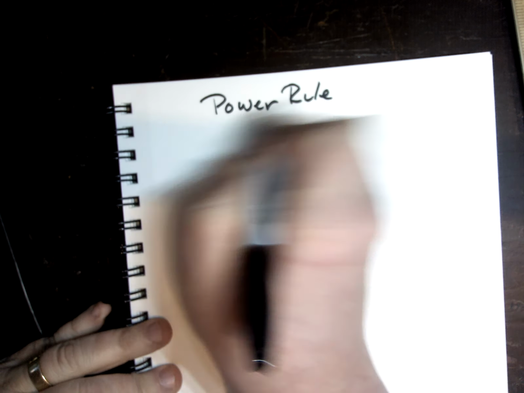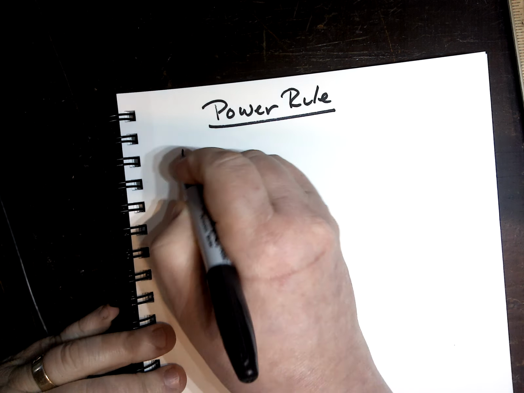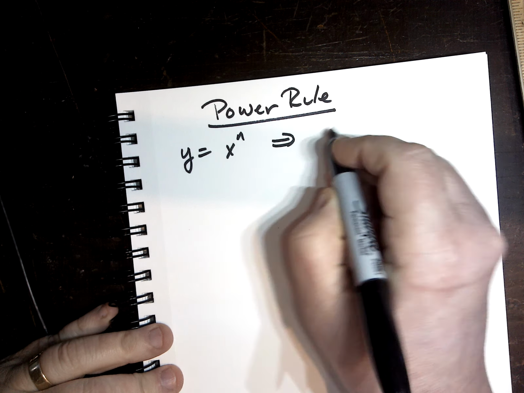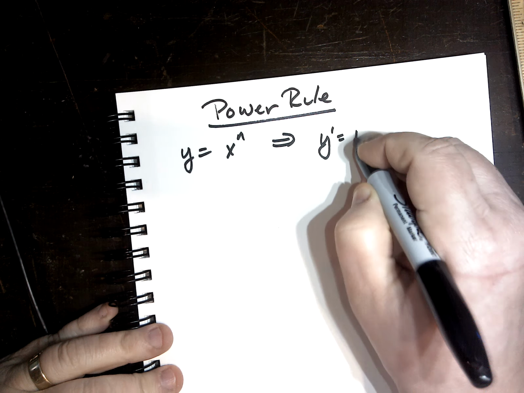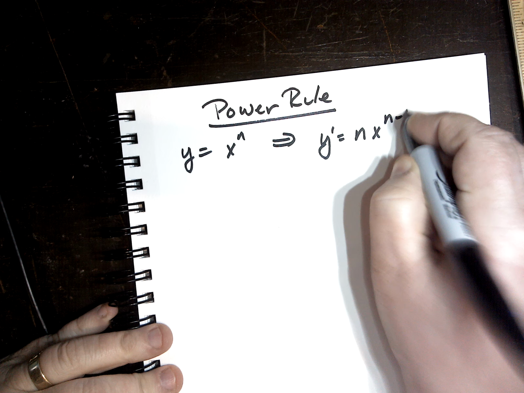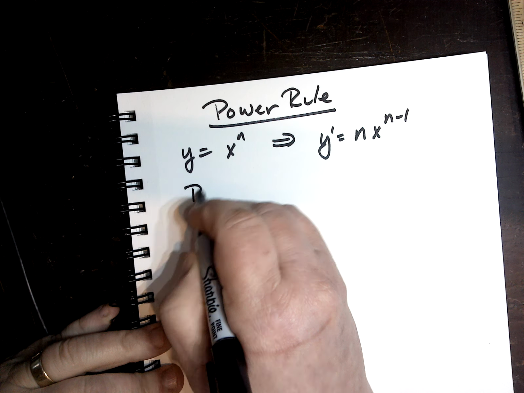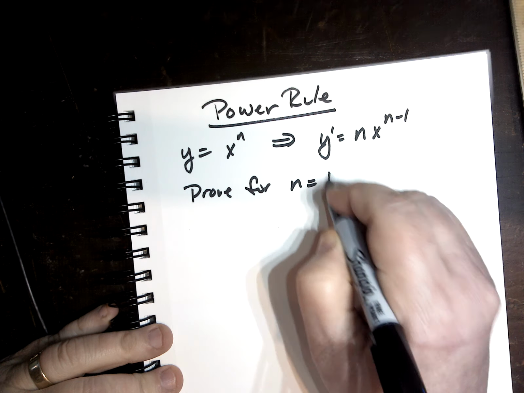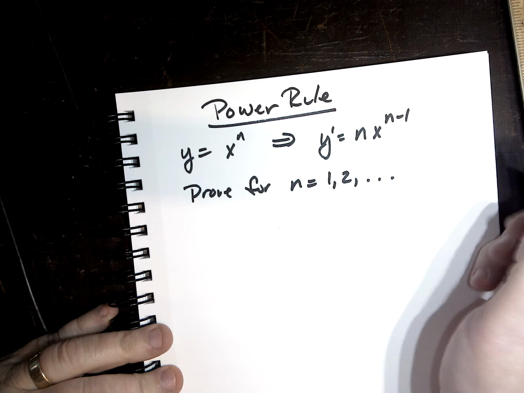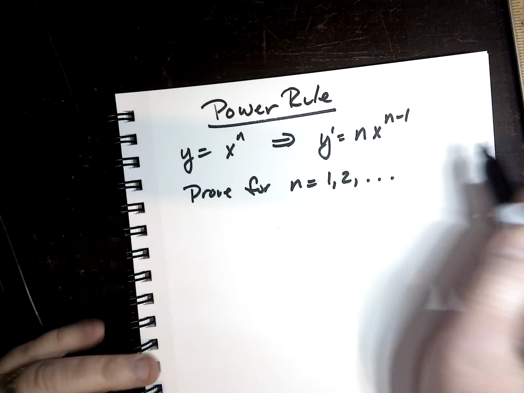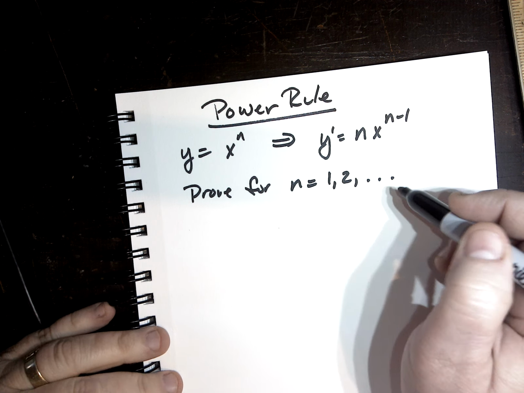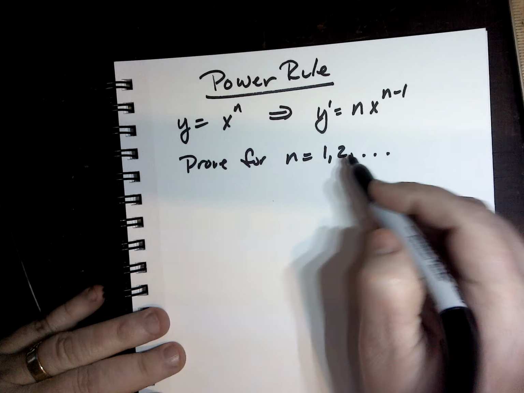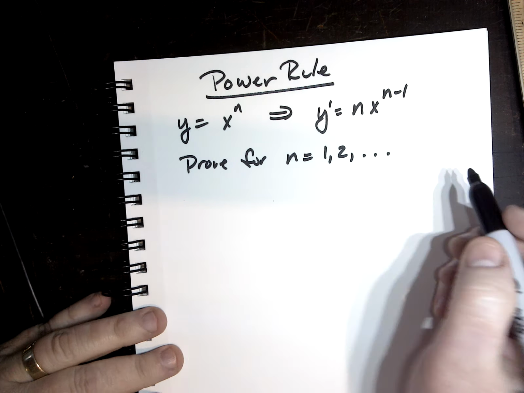This is the power rule. If y equals x to the n, then the derivative is n times x to the n minus 1. Now we're going to prove this for n equal 1, 2, on out, for a constant, whole positive number. When we do implicit differentiation, I'll be able to prove it for all n, but right now we just have it for the positive integers.